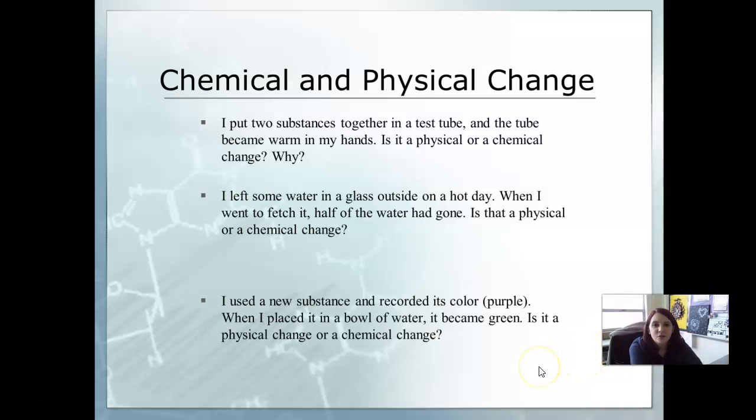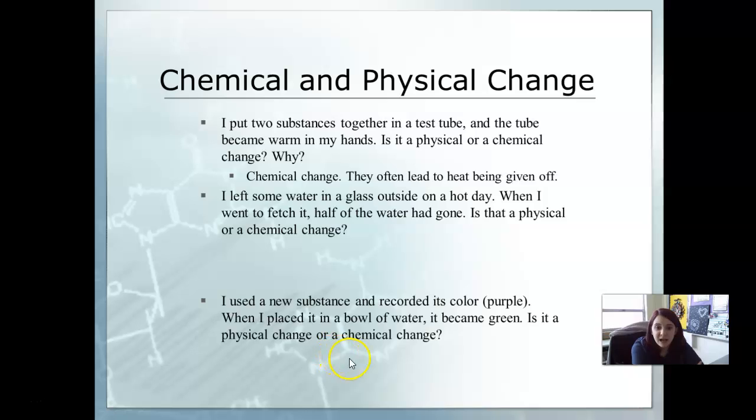So chemical and physical change. I put two substances together in a test tube and the tube becomes warm in my hands. Is this a physical or chemical change? And why? It's a chemical change because it often leads to heat being given off.